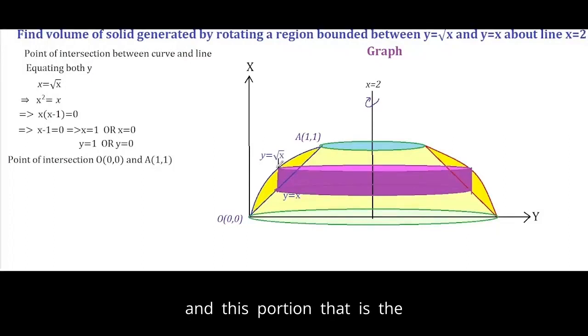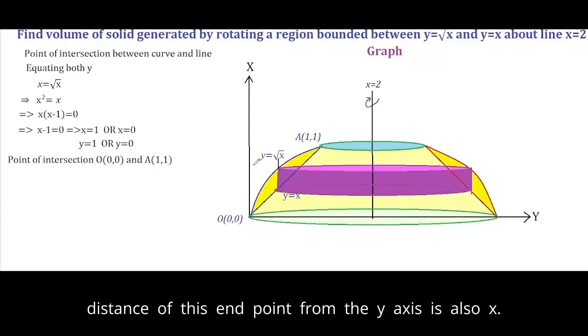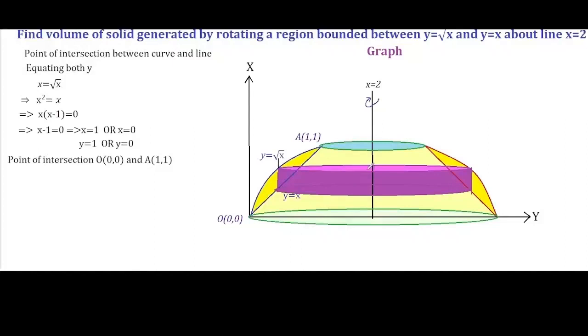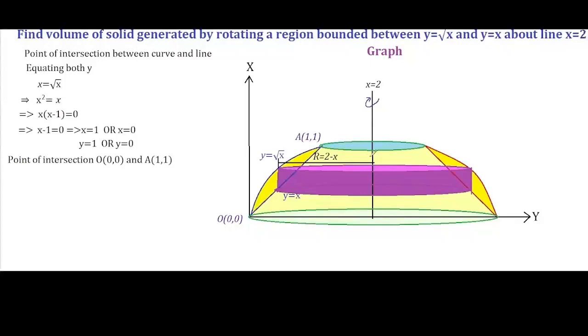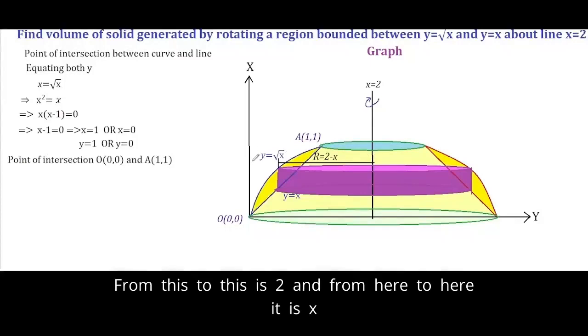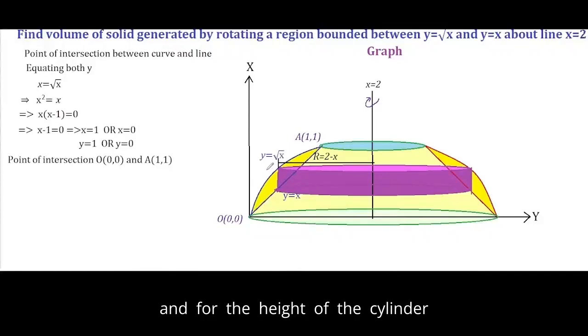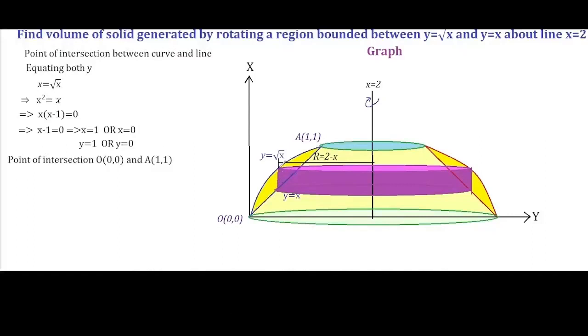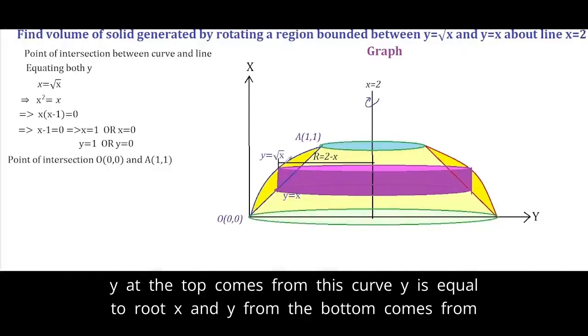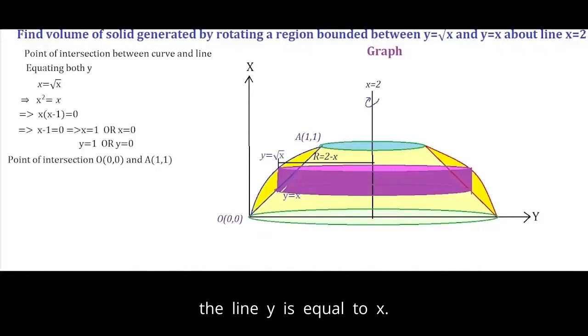And this portion, that is the distance of this end point from the y-axis, is also x. So we can say the radius of the cylinder, if we take that as r, is equal to 2 minus x. From this to this is 2 and from here to here it is x. And for the height of the cylinder, height is this portion of the cylinder. So the difference of these 2 points is actually the difference of the y from these 2. Y at the top comes from this curve y is equal to root x, and y at the bottom comes from the line y is equal to x.